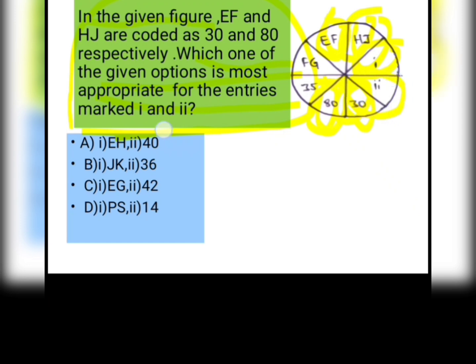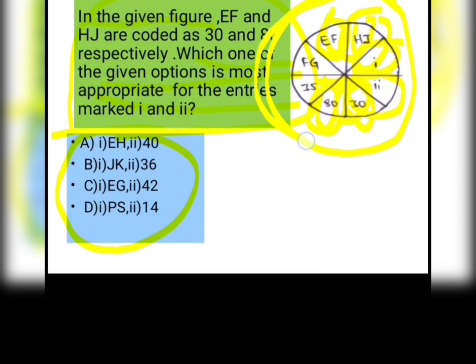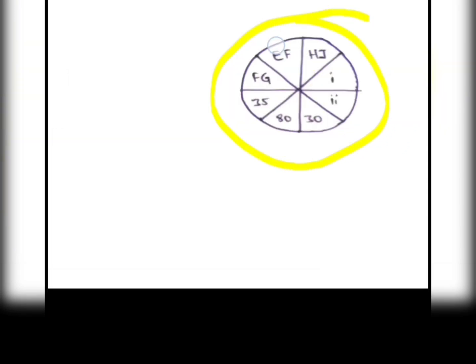We have to check. Options are also given. Let's find what logic this chart is following. A pie chart is given like this. And it is also given EF is related to 30 and HJ is related to 80. That means EF is related to the opposite number. This piece is related to its opposite piece. Similarly, HJ's opposite piece is 80.